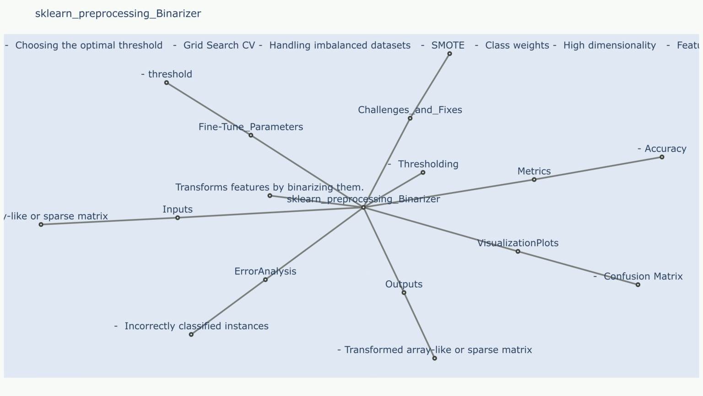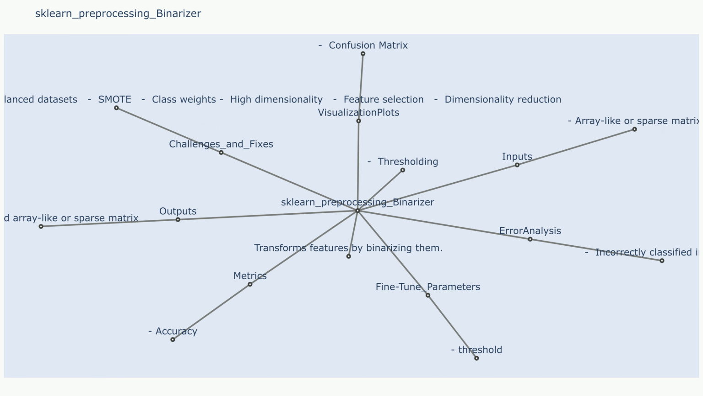Challenges and fixes: Challenge 1, choosing an appropriate threshold. Sample use case that resulted in challenge 1: a dataset with a highly skewed distribution of values might require careful selection of the threshold to avoid binarizing most values as either 0 or 1.